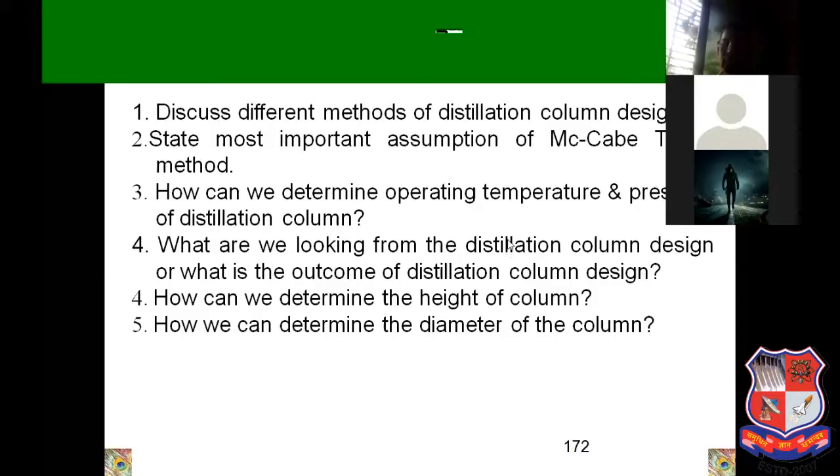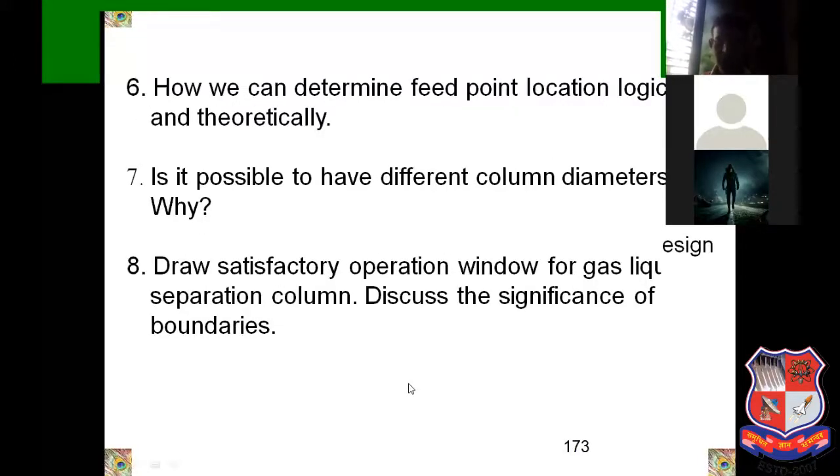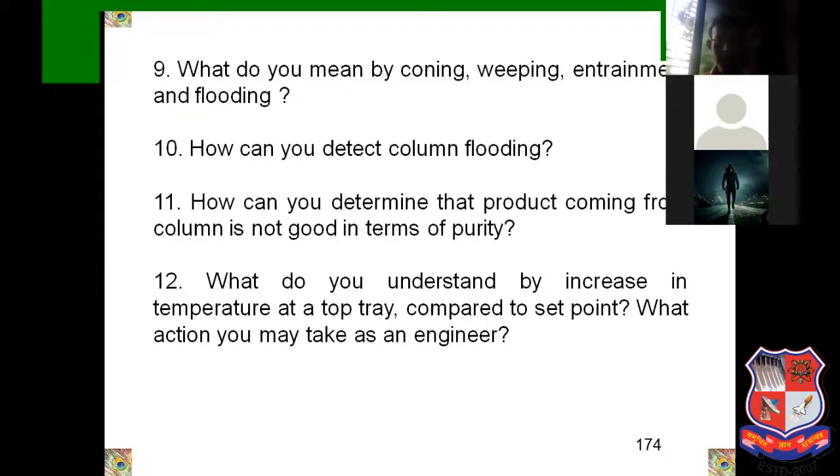So that's how we decide the pressure, and the corresponding temperature based on its bubble point and dew point can be fixed, and it will be fixed automatically. So what are they looking for from the distillation, or what is the outcome? I decide the design, the sizing comes out. Height. So ultimately we have to determine the height and diameter of the column. Fine. This question is coming in the picture. We'll discuss one by one.